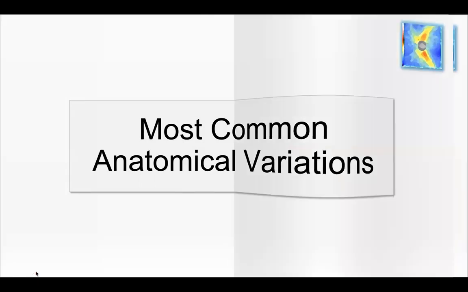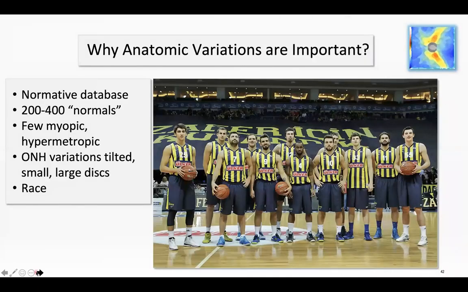Few examples. All devices use normative databases for comparison and classify patients according to these comparisons. These databases have around 200 to 400 normal eyes, depending on the machine. And the number of high myopes and hypermetropes is few, and optic nerve head and RNFL have great variations, like tilted discs, small or large discs, and also race is an important factor.